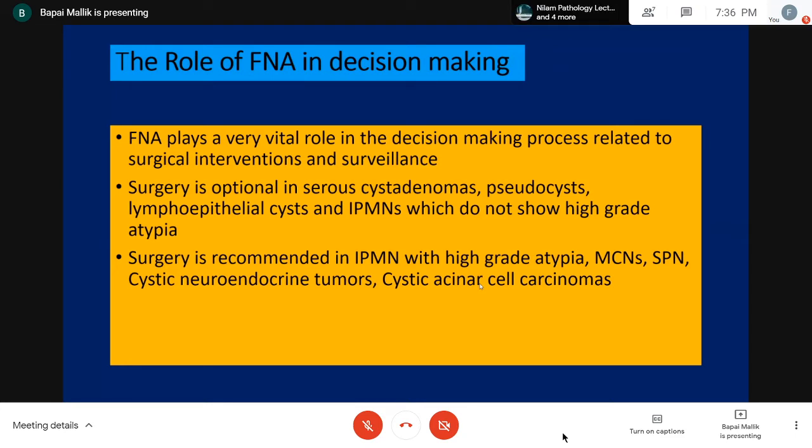However, surgery is recommended in IPMNs with high-grade atypia, in mucinous cystic neoplasms, solid pseudopapillary neoplasms, cystic neuroendocrine tumors, and cystic acinar cell carcinoma. So you're going to see a slide where I'm going to put all the cystic lesions together. It's going to come through very soon.